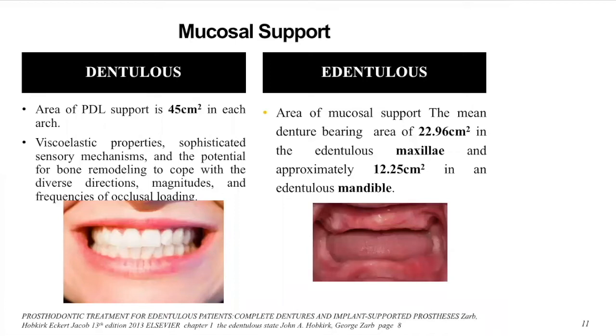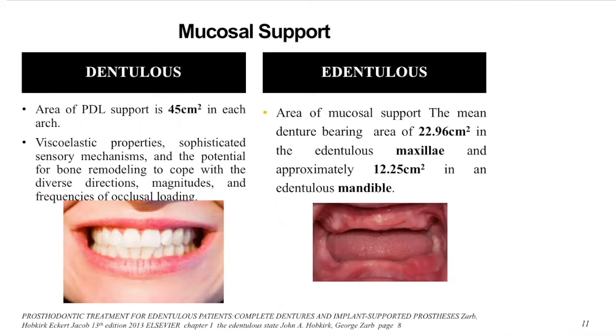The mucosal support, the mucosa and PDL support in the dentulous state, is 45 centimeters square in each arch. It has viscoelastic properties, a sophisticated sensory mechanism, and the potential for bone remodeling to cope with diverse direction, magnitude, and frequency of occlusal loading.